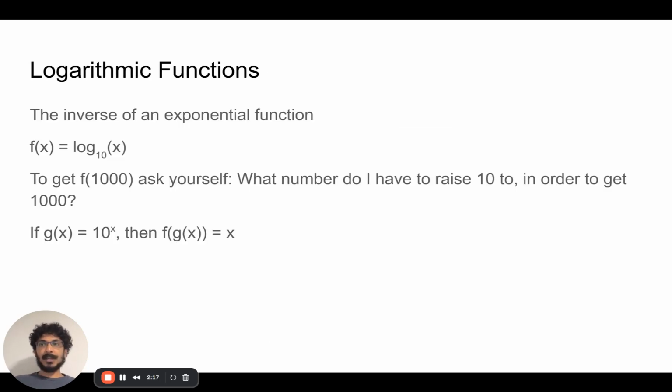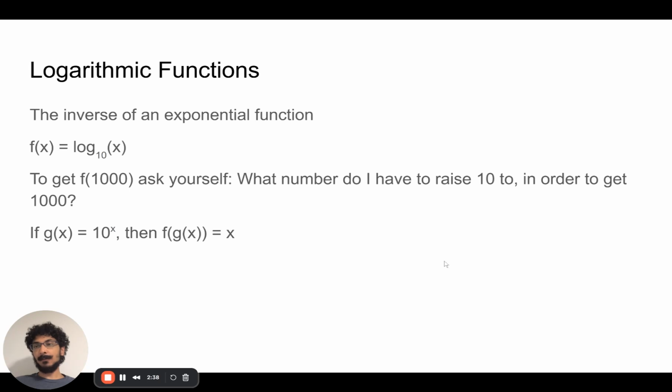On the flip side, we have logarithmic functions, the inverse of an exponential function, so to speak. So the way they're usually written is like this. f of x equals log base 10 of x is how you pronounce it. The base is very important. And the way it works is because it's the inverse, right?